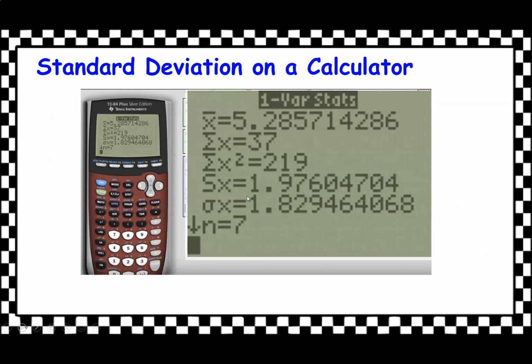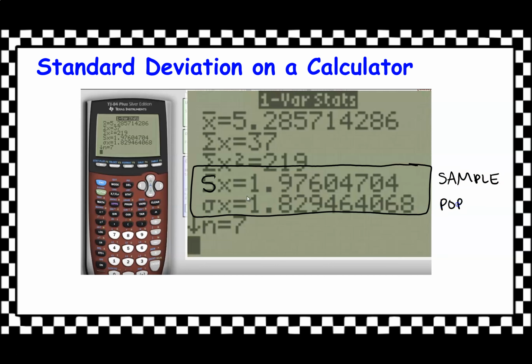Now, there's a really easy way to find standard deviation on a calculator. I'm going to show you that in a different video, but what I do want to emphasize is this right here. This is where you'll find your standard deviation. Remember, S, that stands for the sample. That is the one we are going to deal with. This one, however, is the population standard deviation. All right, and we are not going to deal with that in this class, although you might in your future.